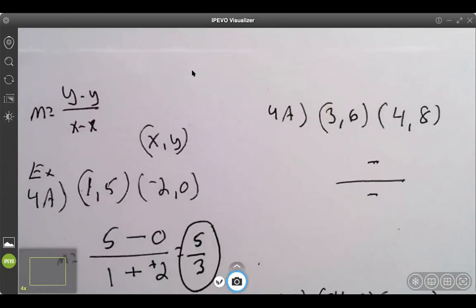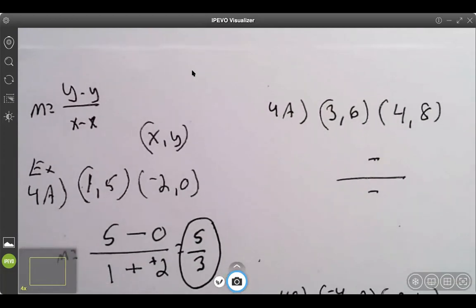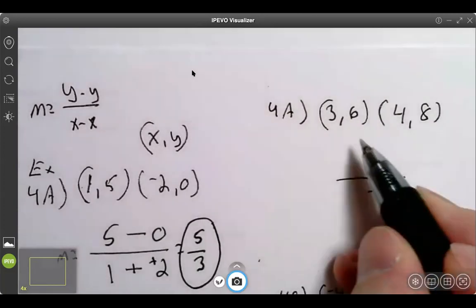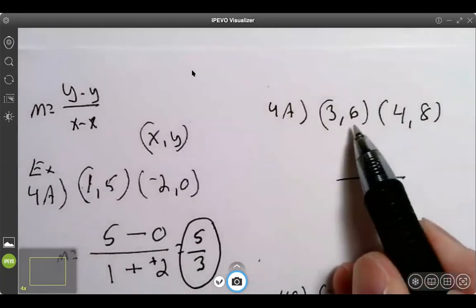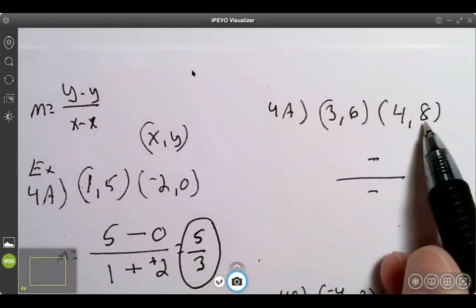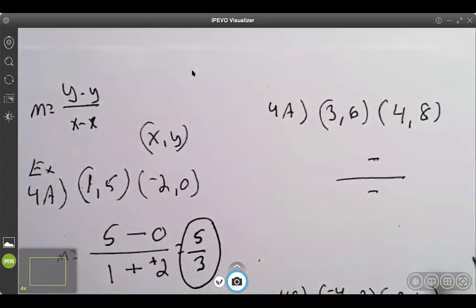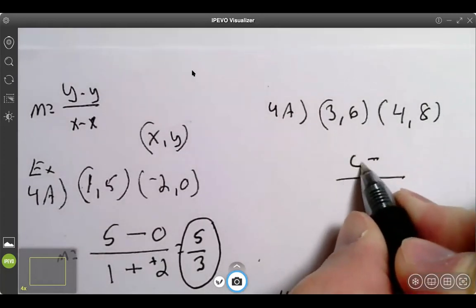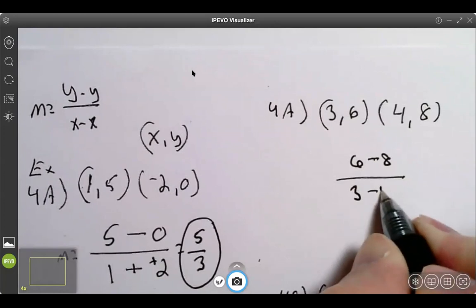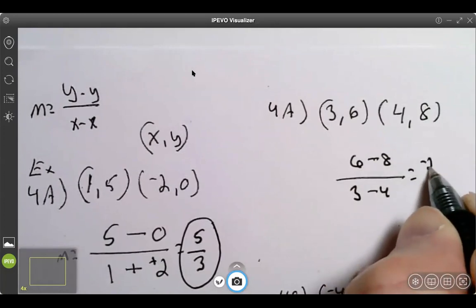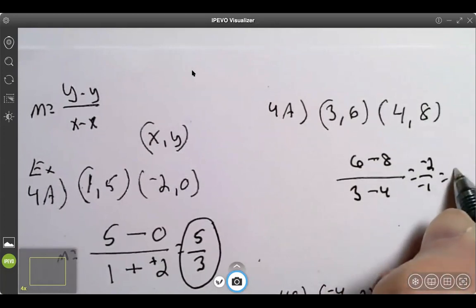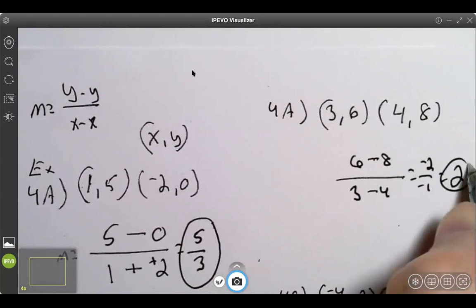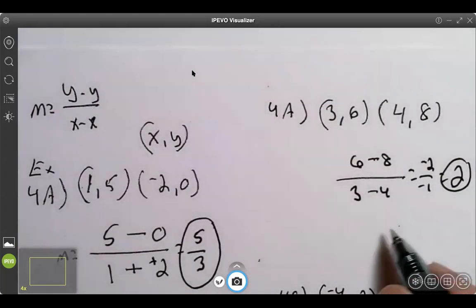Try 4a. On 4a, I can go left to right or right to left, but I notice if I say 6 minus 8, I'm going to get -2. 3 minus 4, I'm going to get -1. I'll do this one twice. If you did it that way, you would have gotten -2 over -1, which simplifies to +2 over +1, or just 2.